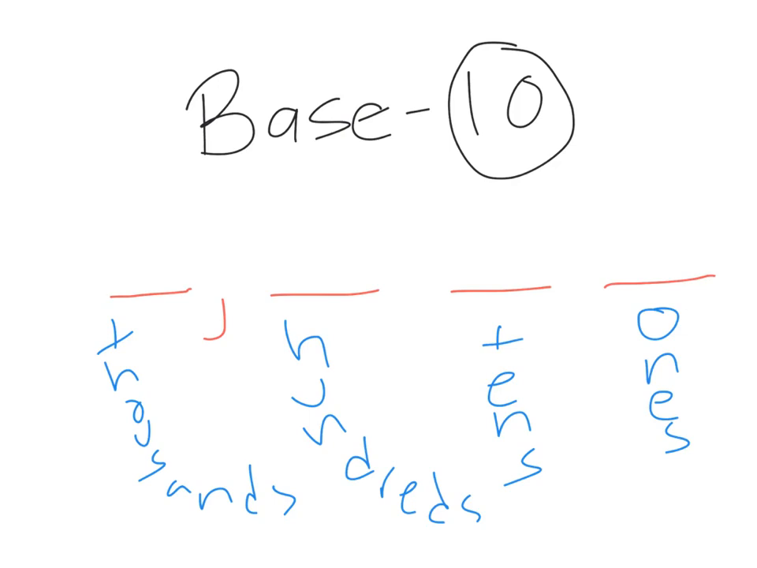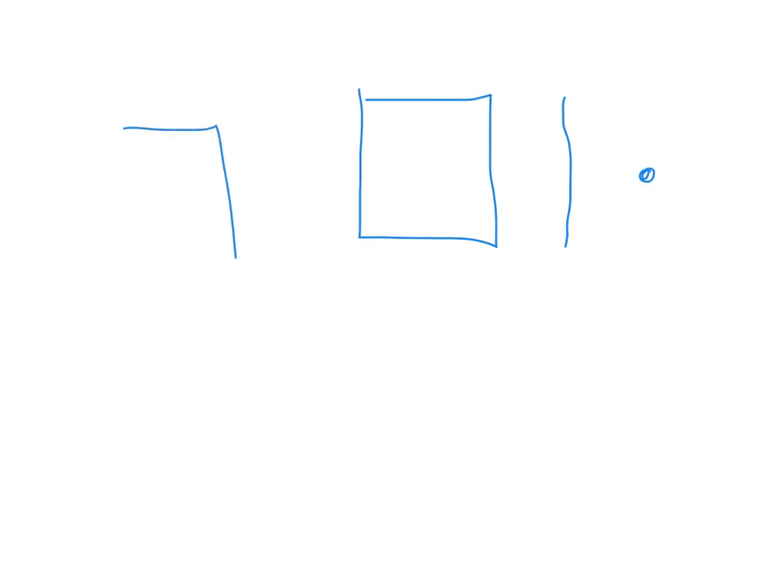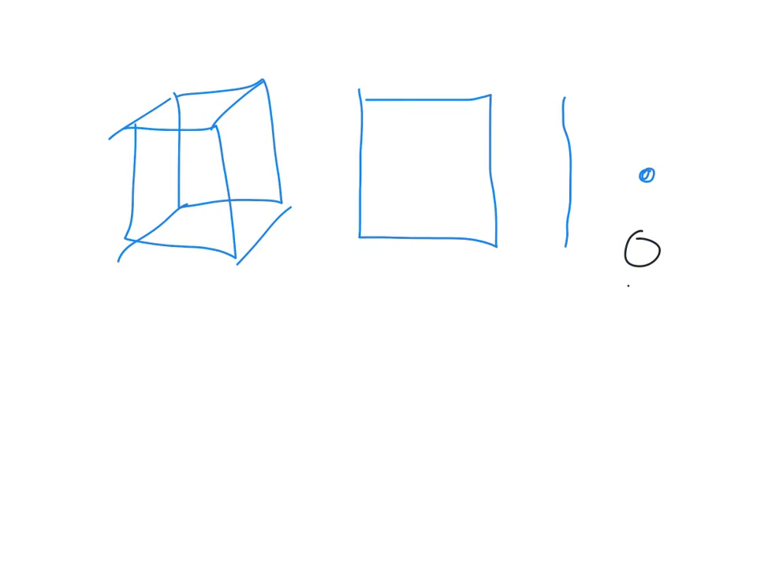Now, each one of these place values can be represented with a base 10 block. In our base 10 blocks, we have a dot, we have a line, we have a square, and we have a cube. And each one of these represents a number. Our dot represents the ones place.